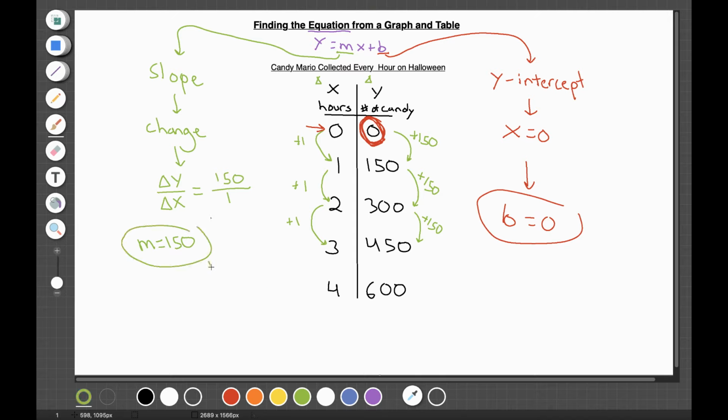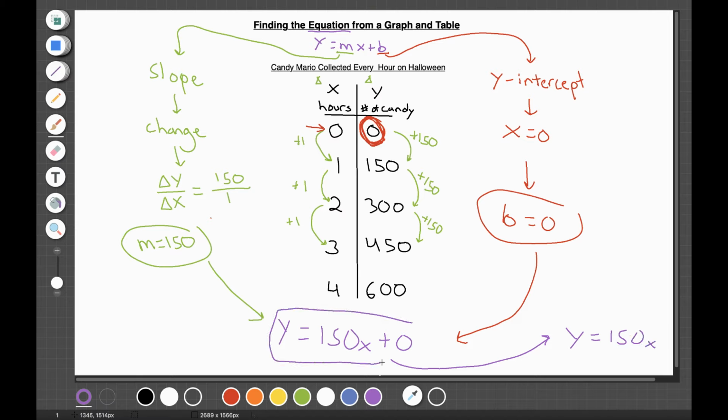We're going to, again, go back and put these together into our equation, y equals mx plus b. See if you can write that equation. What would it actually look like once you put them all together? Good job. We have y equals 150x plus 0. And you could write this very simply as y equals 150x. Either of these answers I would accept. See if you can do that for your example.